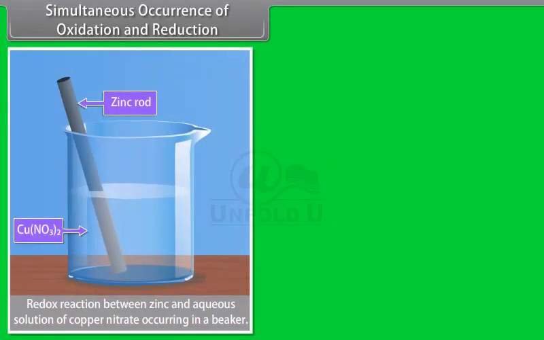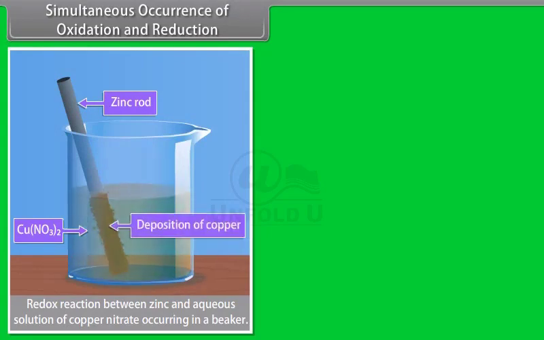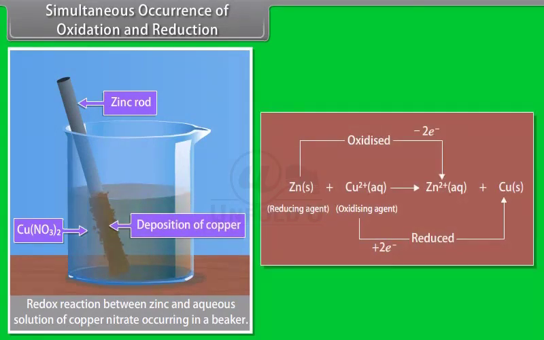In this reaction, zinc atoms lose electrons and are oxidized to zinc ions, whereas cupric ions gains electrons and are reduced to copper atoms. Here, cupric ions act as oxidizing agent and zinc atoms act as reducing agent.